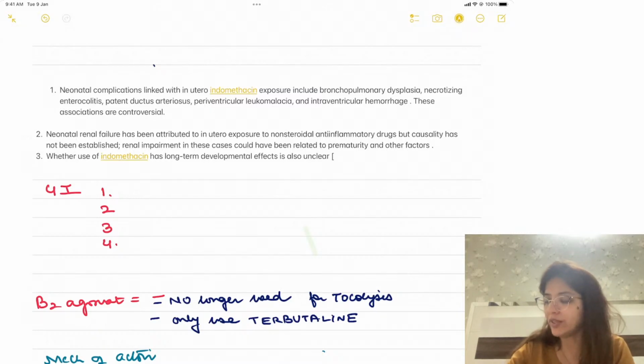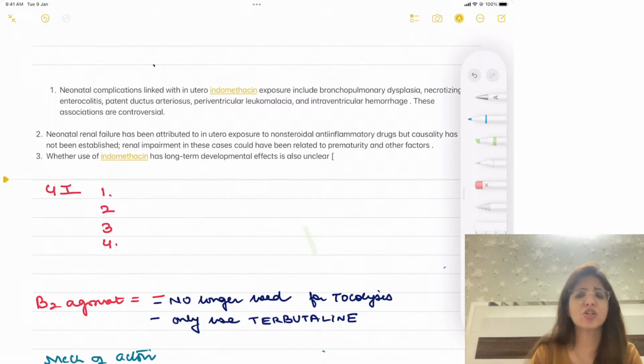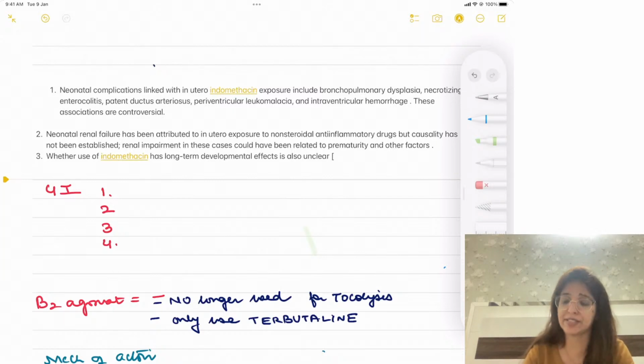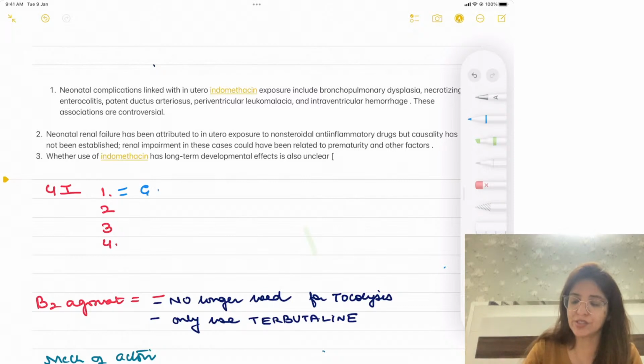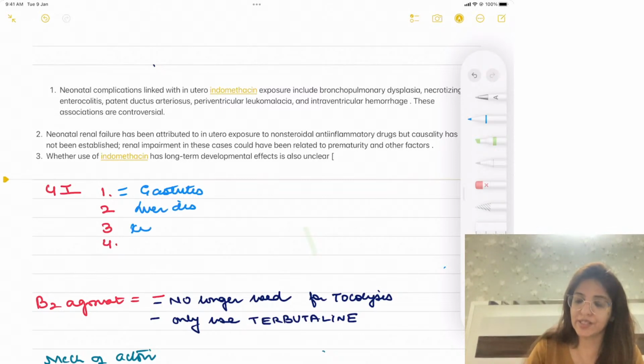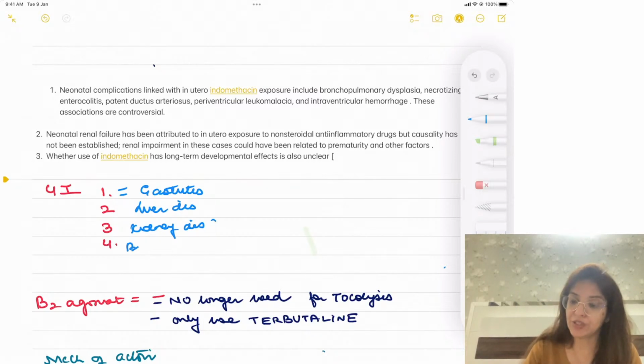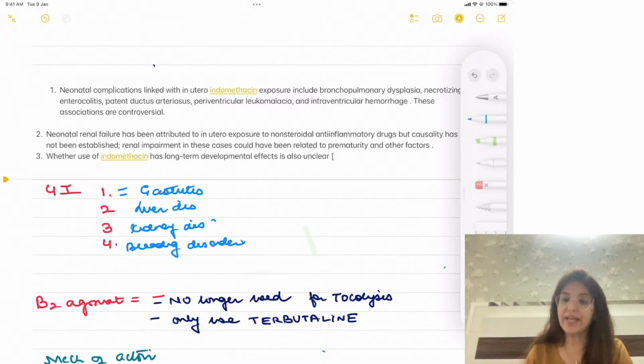Now, what are the contraindications for using indomethacin? So there are the normal contraindications which are with any other prostaglandin inhibitor, with any other NSAID, and that is gastritis, right? So gastritis is one of them. Then liver disease, kidney disease, right? And any bleeding disorder, right? So these are the contraindications for using indomethacin.